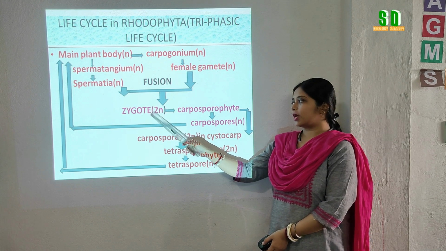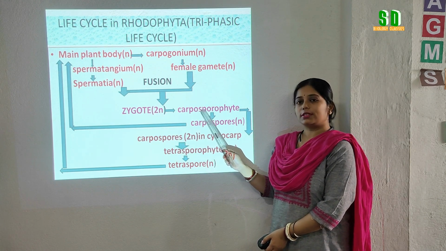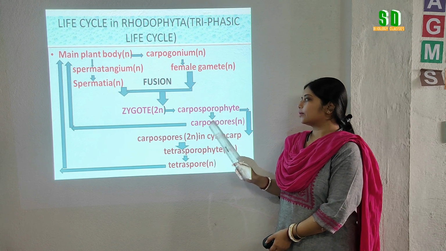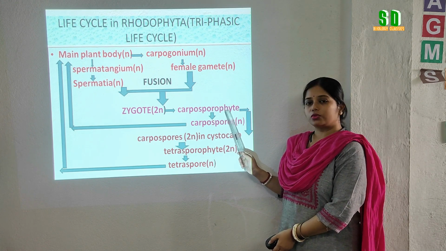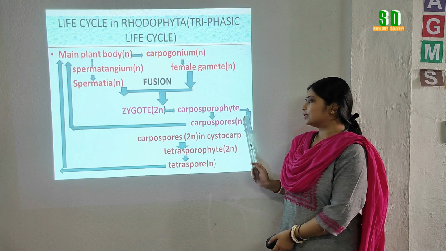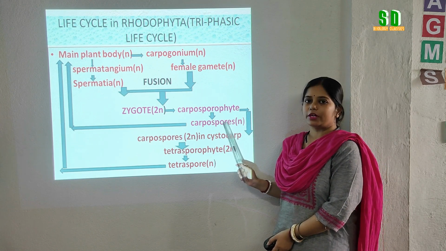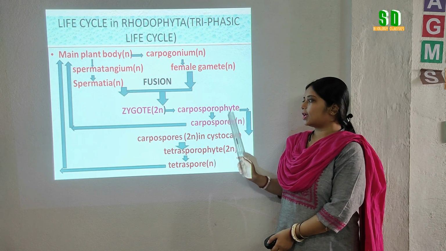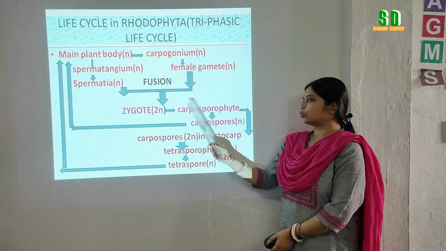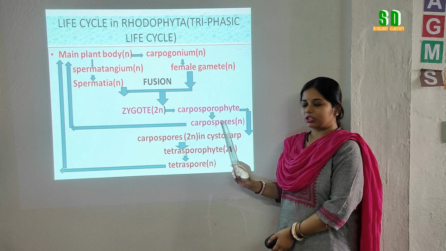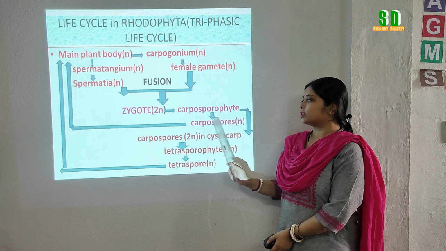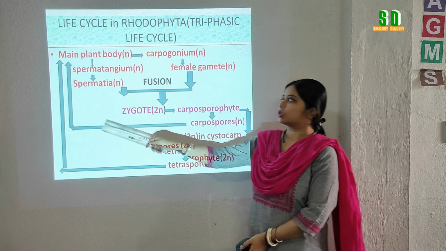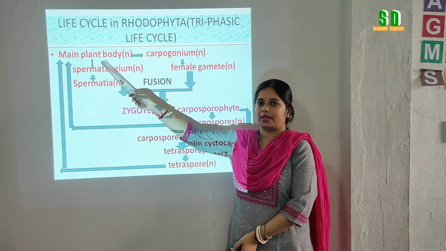The zygote gives rise to a specialized structure, that is carposporophyte. Within the carposporophyte, the cells undergo meiosis cell division and give rise to the haploid carpospore. So again, from the diploid stage we will get the haploid stage. Then the carpospores directly germinate and give rise to again the gametophytic plant body.